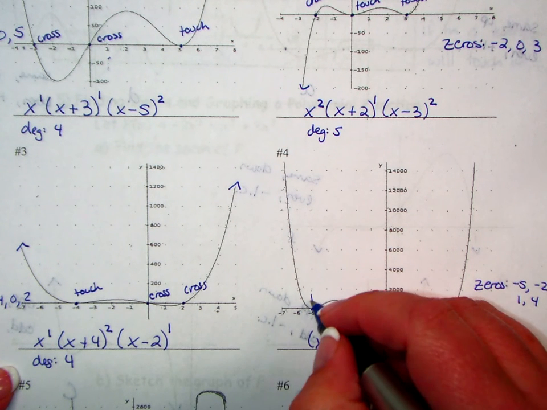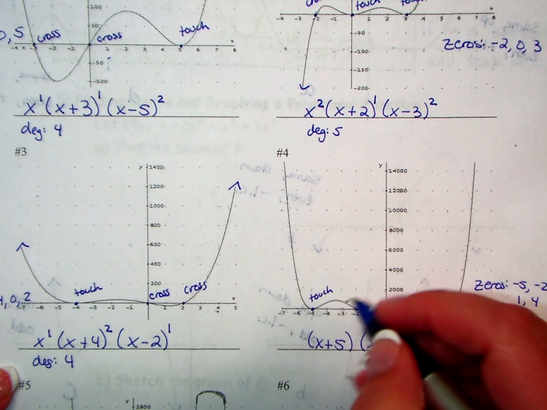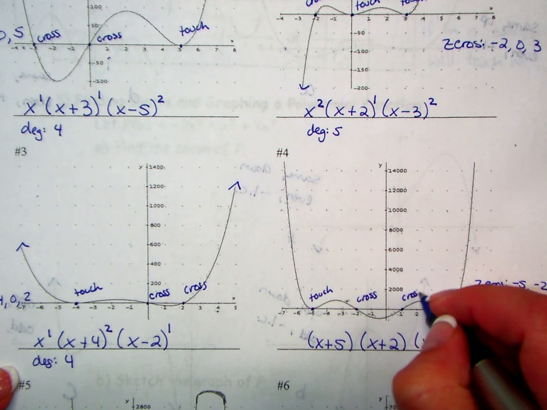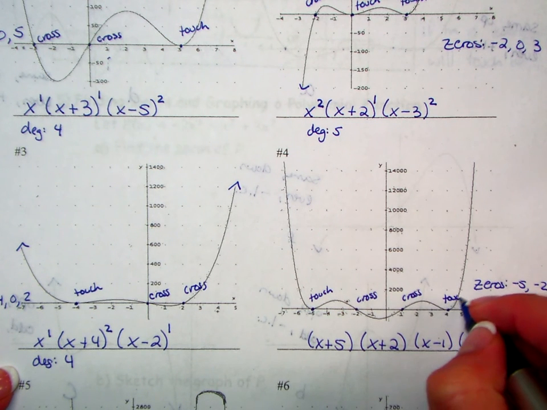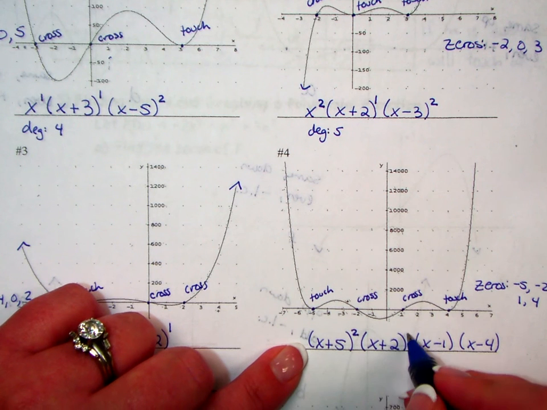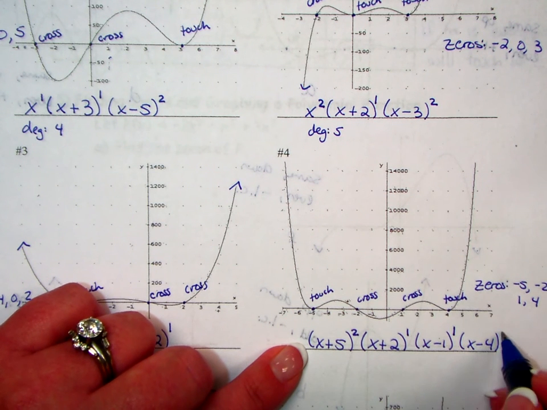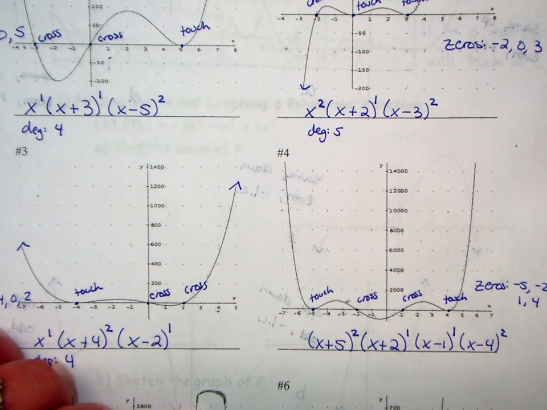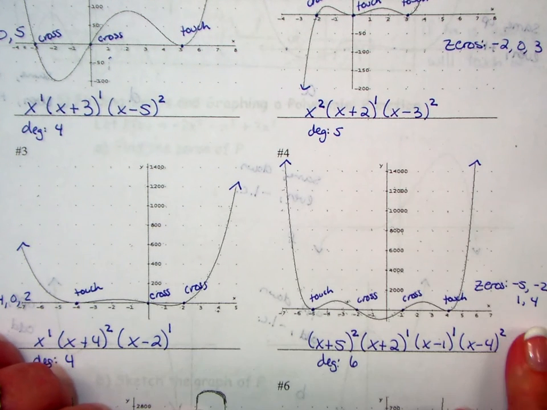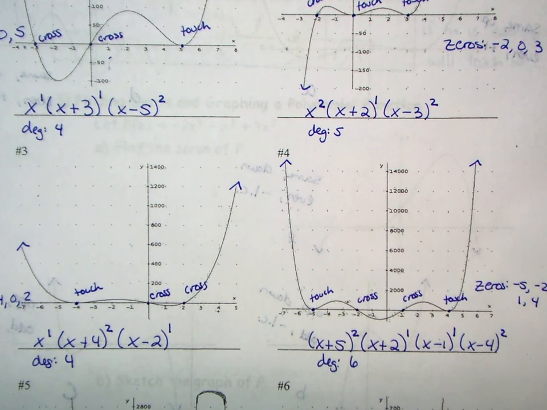Alright, so this is touching, crossing, crossing, touching. So touch is even, crossing is odd, crossing is odd, touching is even. So what degree is this? 3, 4, 5, 6, degree 6, which is even, which matches my end behavior being the same.